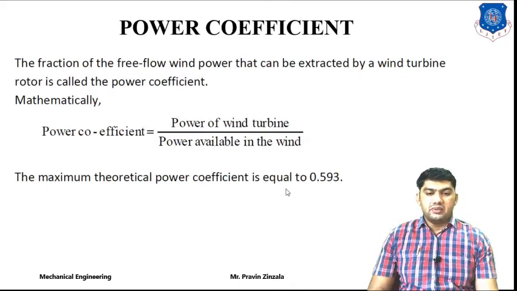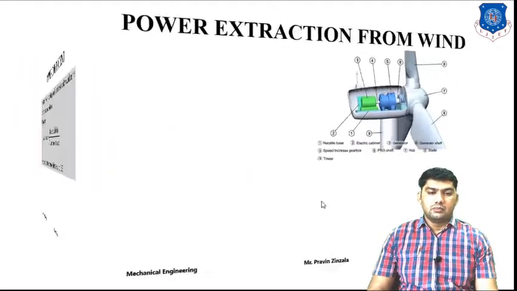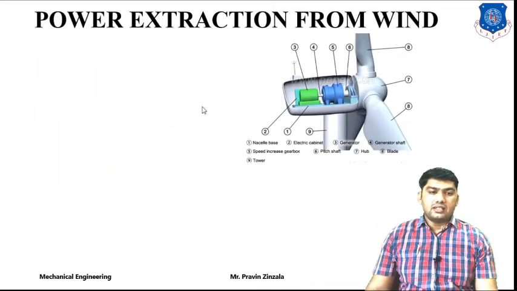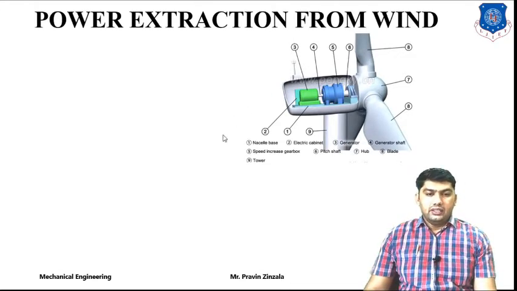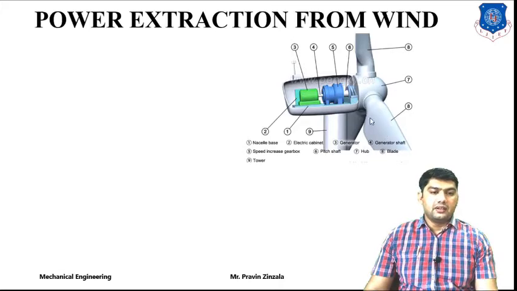Throughout the session we will derive the equations of efficiency, power, thrust and maximum power. Now we are starting the derivation of power extraction from wind. In this derivation we are considering a horizontal axis wind turbine: this is the propeller type wind blade, this is the rotor, this is the shaft, this is the gearbox, this is the generator and this is the nacelle.